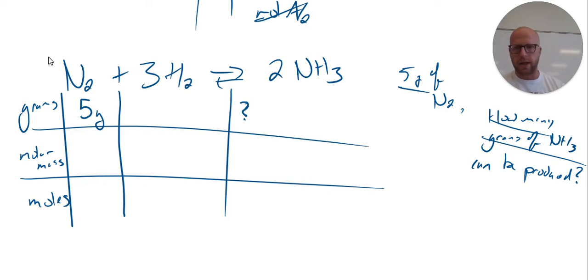Can I determine the molar mass of N2? From the periodic table, I know nitrogen has a mass of 14. I've got 2 of them, so I've got 28 grams per mole. Hydrogen, we got 2 grams per mole. And over here, ammonia, we're going to have 17 grams per mole.